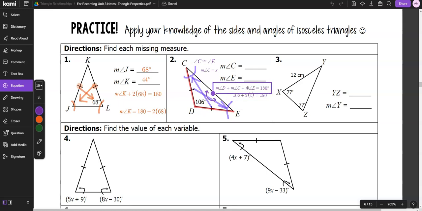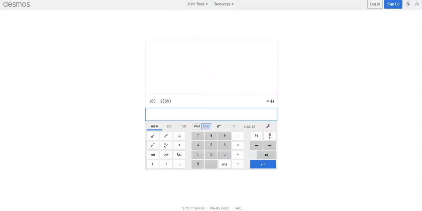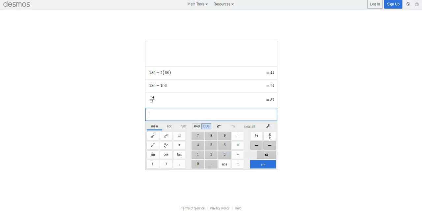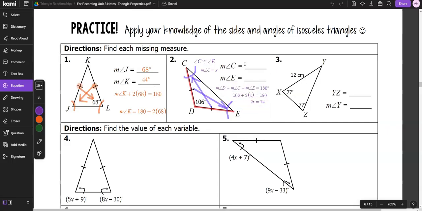And since these are the same, we can have 2 of them. And then we're going to subtract 106 from 180. So let's go ahead and do that. We get 74. So we know that 2x equals 74. And 74 divided by 2 is 37. So each of these is a 37-degree angle.